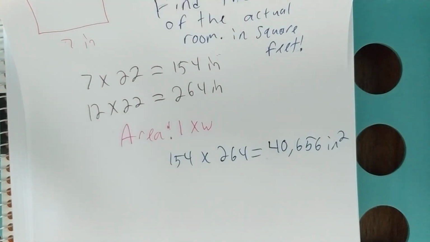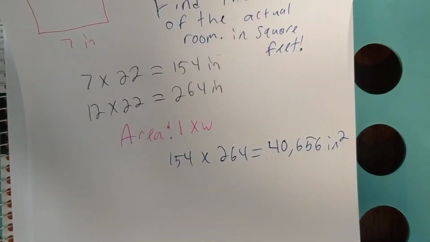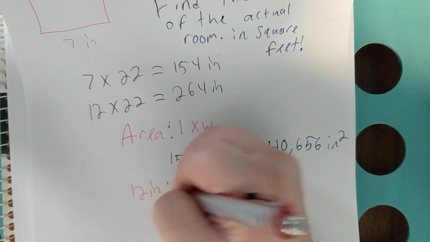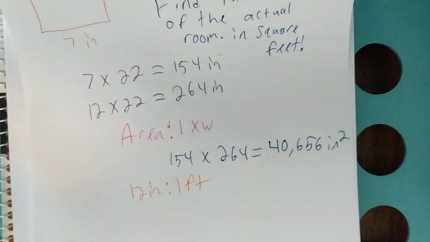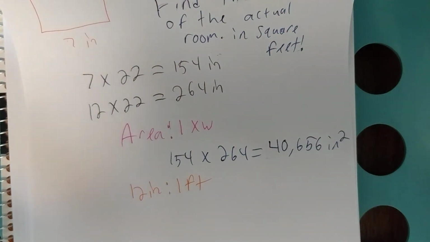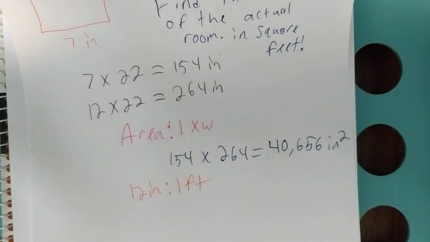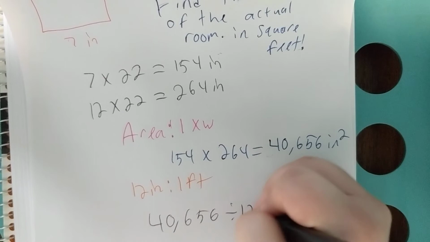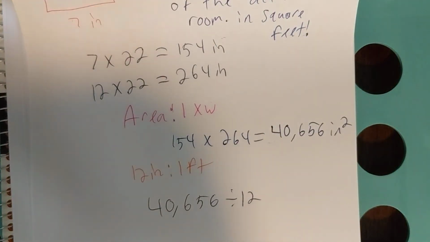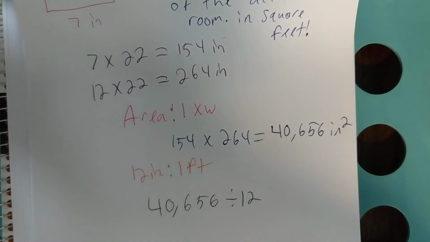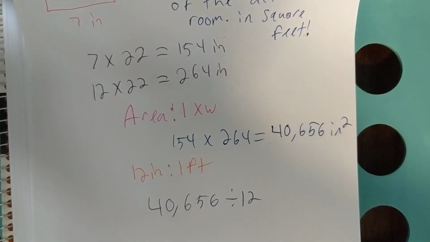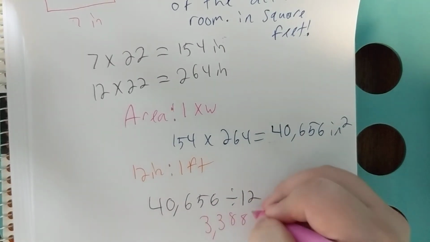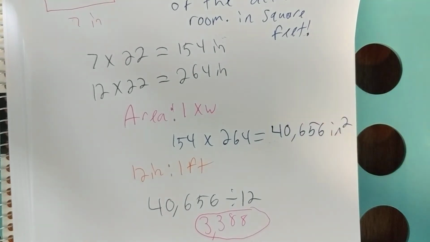inches squared. But remember, they want the answer in square feet. So I know that there's 12 inches in 1 foot. Therefore, in order to go from inches to feet, I'm going to have to divide 40,656 by 12. Put that in my calculator, because we don't got all day. And my final answer is 3,388.